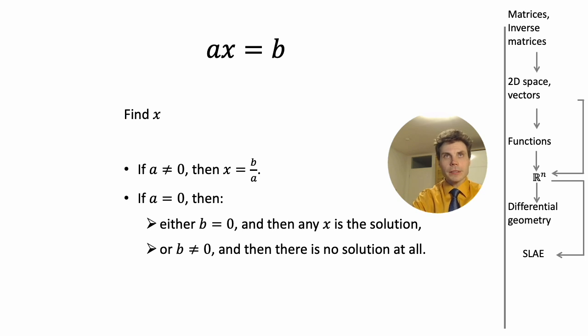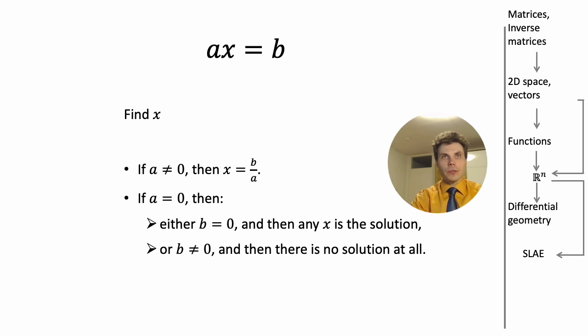The simplest linear equation involves just real numbers, a, x, and b. Given a and b, the problem is to find x. There can be two cases. Case number one is if a is not equal to 0, and then the solution is trivial: x just equals b divided by a.